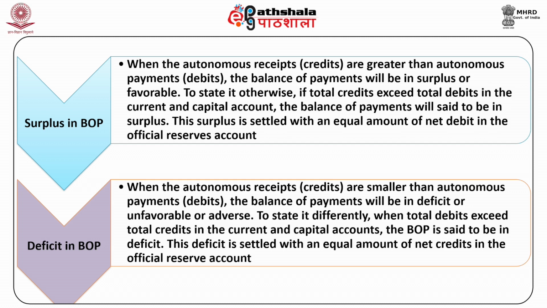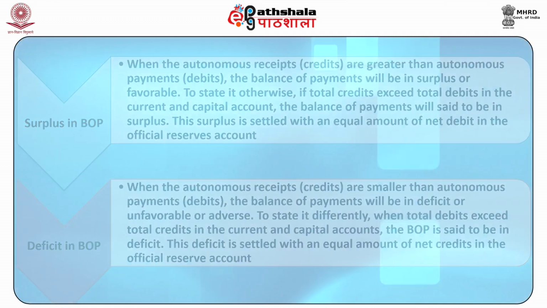Deficit in BOP. When the autonomous receipts, that is credits, are smaller than autonomous payments, that is debits, the balance of payments will be in deficit or unfavorable or adverse. To state it differently, when total debits exceed total credits in the current and capital accounts, including errors and omissions, then the BOP is said to be in deficit. This deficit is settled with an equal amount of net credits in the official reserve account.